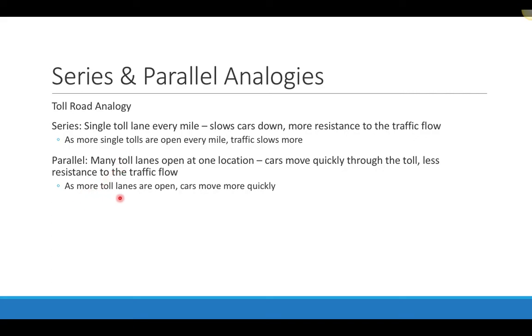So as you add additional lanes in parallel, you have more flow. The cars can go more quickly, and that's the same thing as adding additional bulbs in parallel. That means that more current is going to come out of the battery to go through those bulbs.